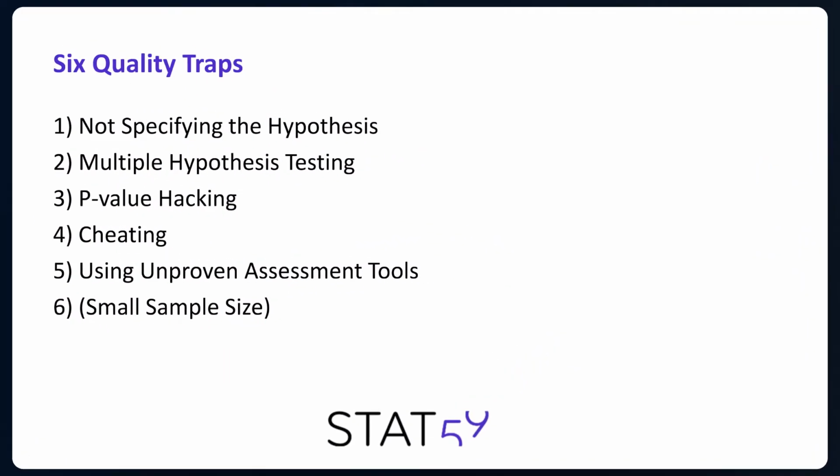So what are these quality traps? The 6 common quality traps that I see are not specifying the hypothesis, multiple hypothesis testing that's uncompensated for, cheating, P-value hacking, using unproven assessment tools, and, in some cases, conclusions based on too small of a sample size.